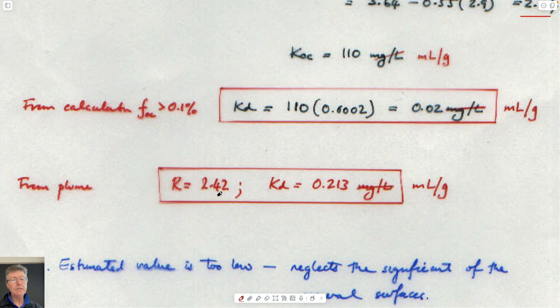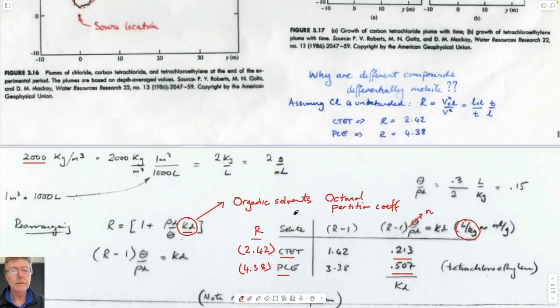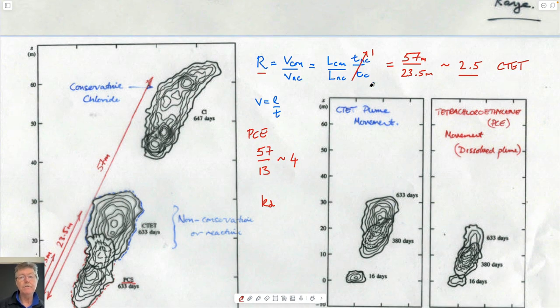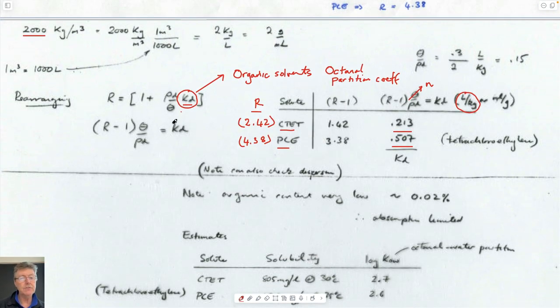And if you look at the calculations for the plume, I'm not sure whether we worked them through. I think we did, right? Perhaps we didn't go right down to the bottom. We have the value of the retardation coefficient. It was 2.48, I think. So we could use that to rearrange this equation to give us the distribution coefficient in terms of retardation. So you take 2.42 and subtract off 1, which is this term here, R minus 1. You multiply through by the porosity of the saturated aquifer and the bulk density, 2,000 kilograms per cubic meter, and 0.3, 30% here. And you end up with a value of 0.213 milliliters per gram.